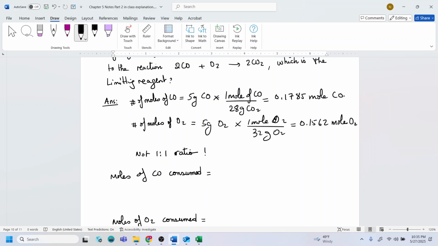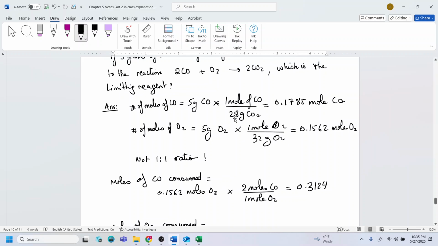So that is equal to 0.1562 moles of oxygen times, just go ahead and do a relationship in there. For every 2 moles of CO, I am reacting it with 1 mole of oxygen. So this is 2 moles of CO, 1 mole of oxygen, and I will get 0.3124 in there. Okay, that is the CO.